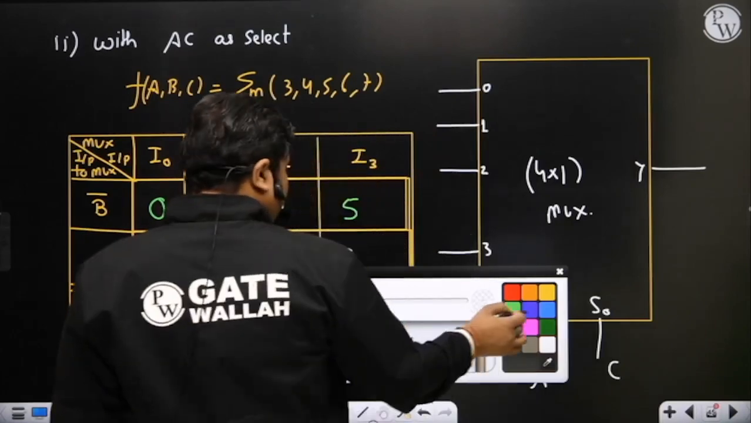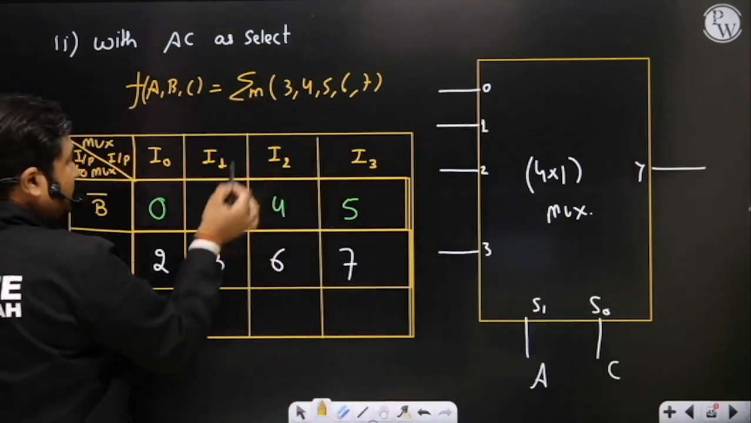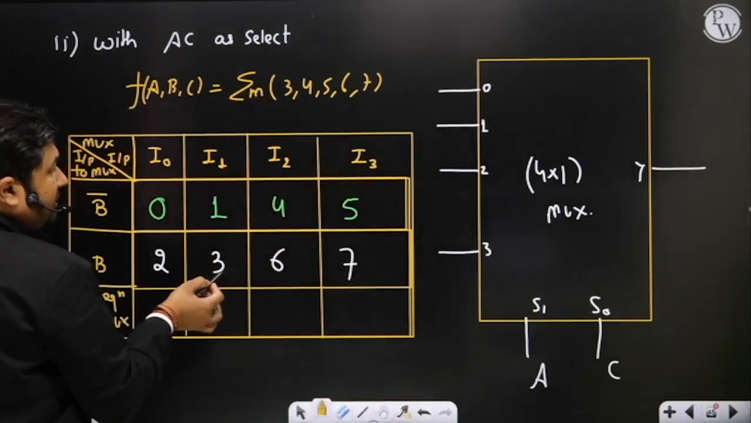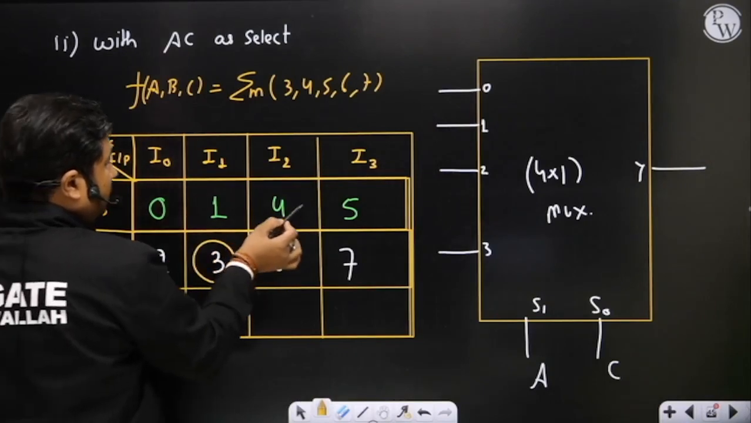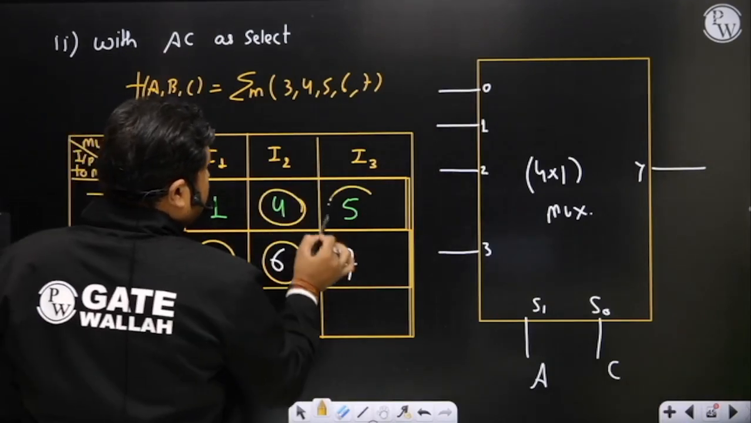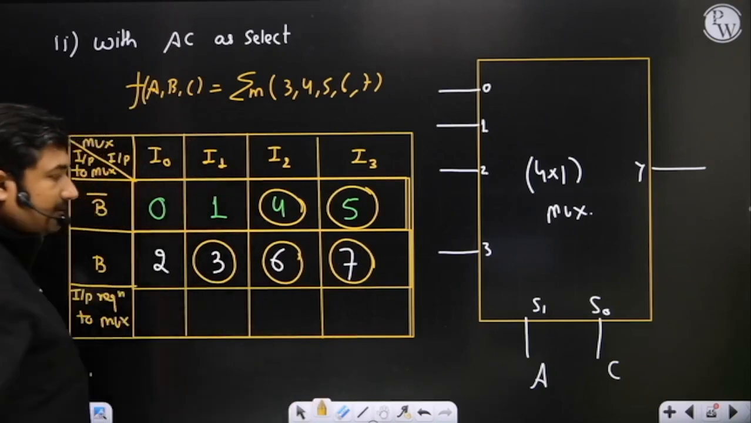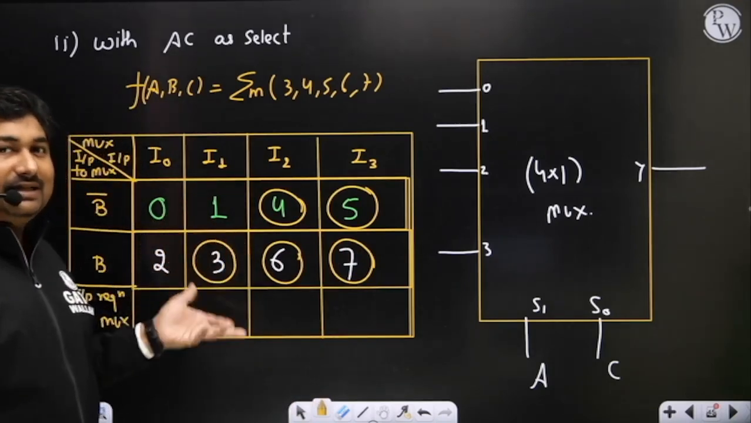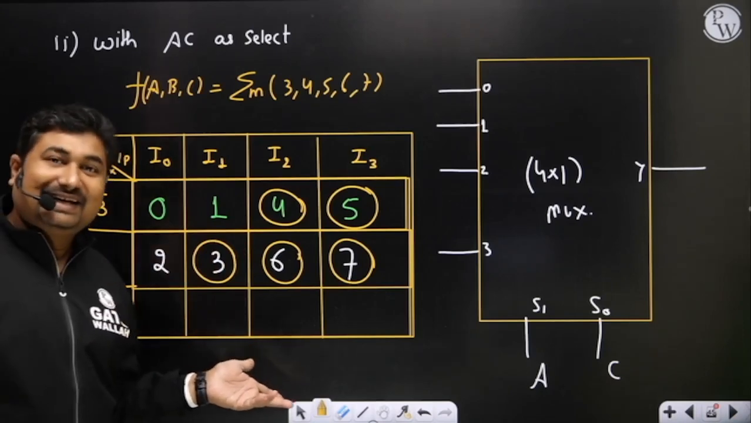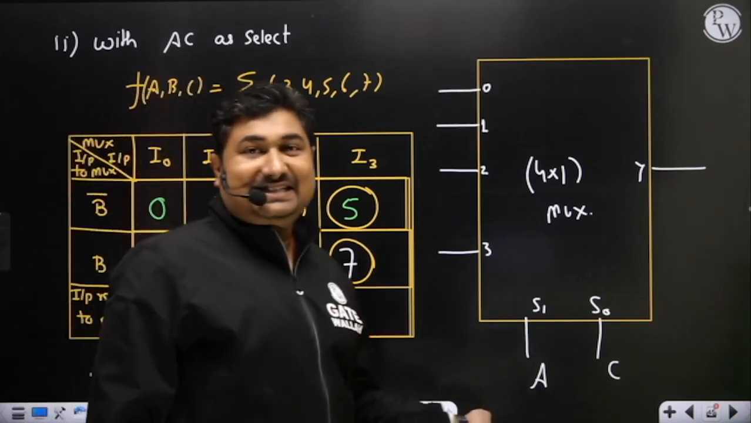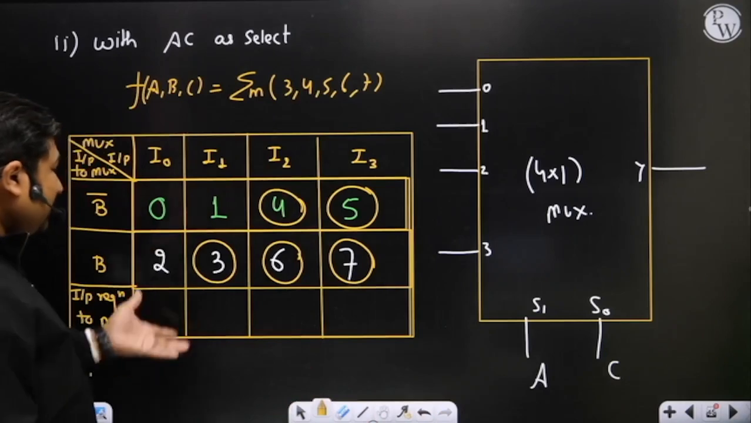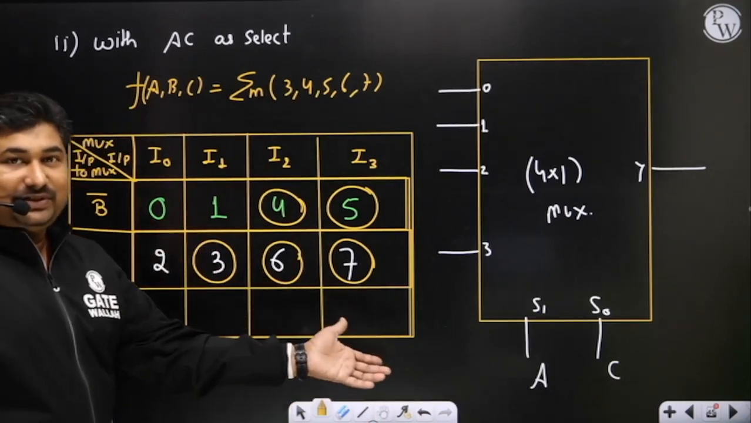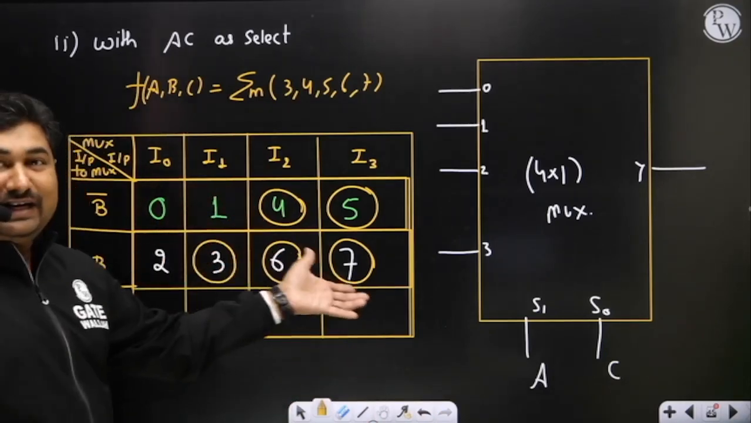What are the functions? Now circle all the minterms of the function. So, we have 4, 6, 7. Is it okay? By chance, we are getting the same function again. However, the numbering is changed. So, it is not necessary that you will get the same type of function. You may get some different type of function maybe.